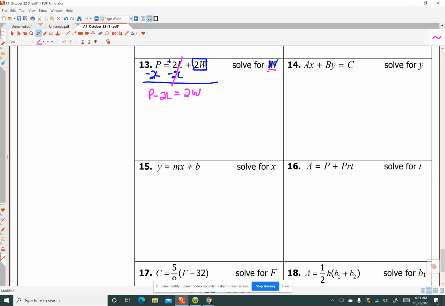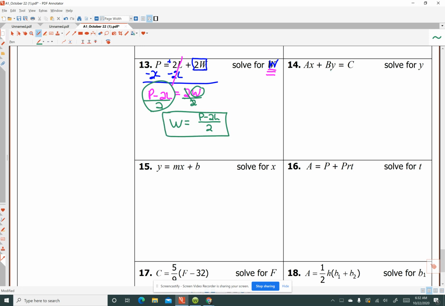Now remember, we're solving for W. What is happening to W? W is being multiplied by 2. So I will divide by 2. Whatever I do to one side of the equation, I do to the other. And now I've isolated my W, and W equals all of this. P minus 2L, that quantity, divided by 2.